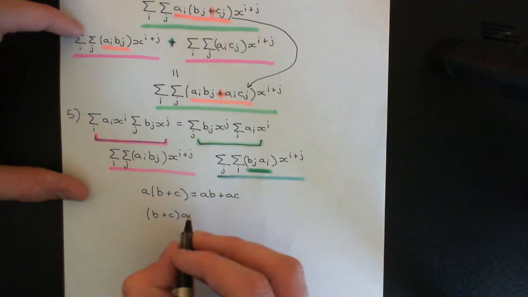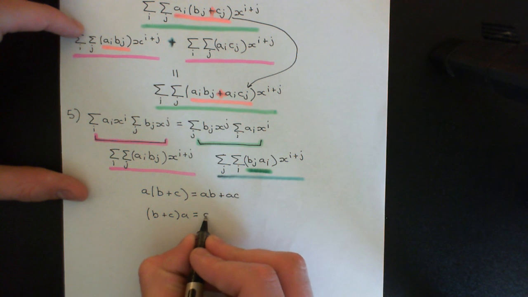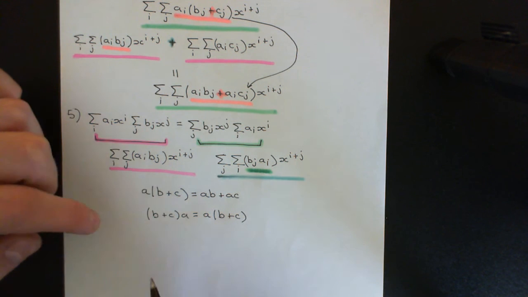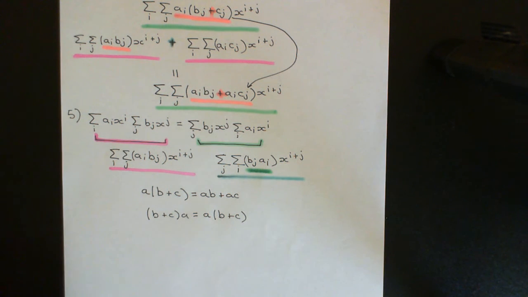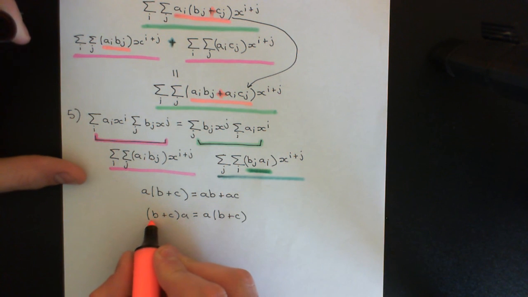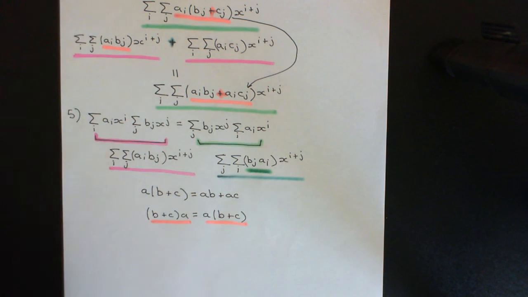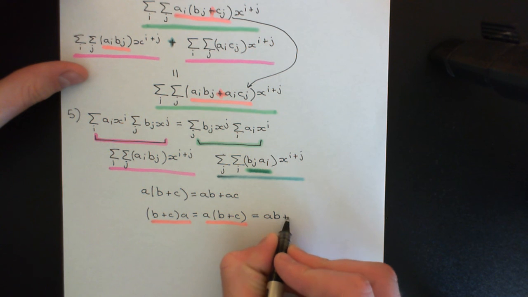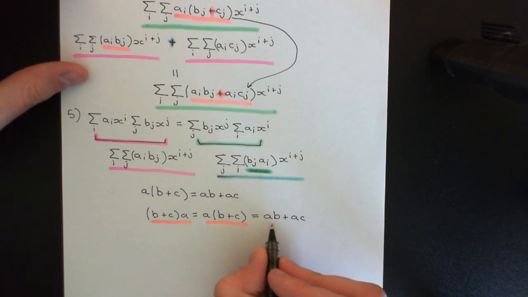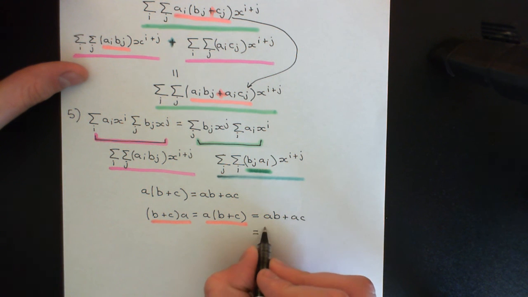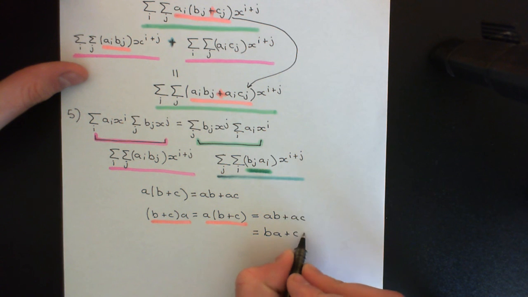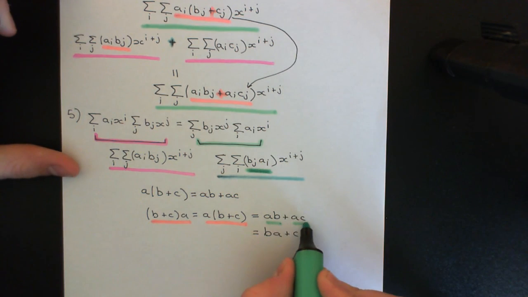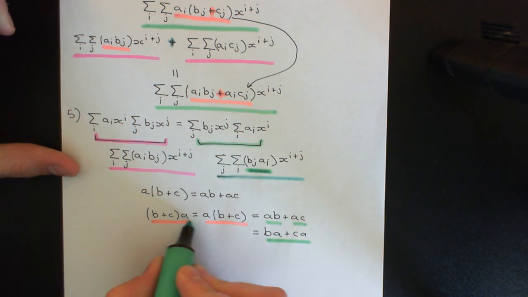How can we do this? Well, because of commutativity, we can say that this is the same as a times (b plus c). It doesn't matter what order we multiply things together in if commutativity is true, so that's a valid step. Then we can apply left distributivity here to say that this is ab plus ac, and then we can apply commutativity of multiplication again to rewrite this as ba plus ca, swapping both of these around. Again that's because of commutativity, and this is exactly what we'd like to expand this to.